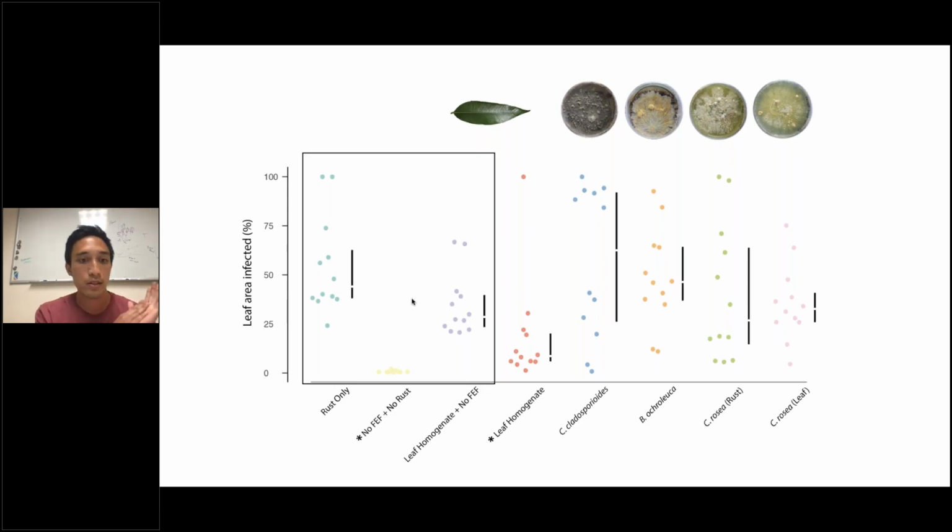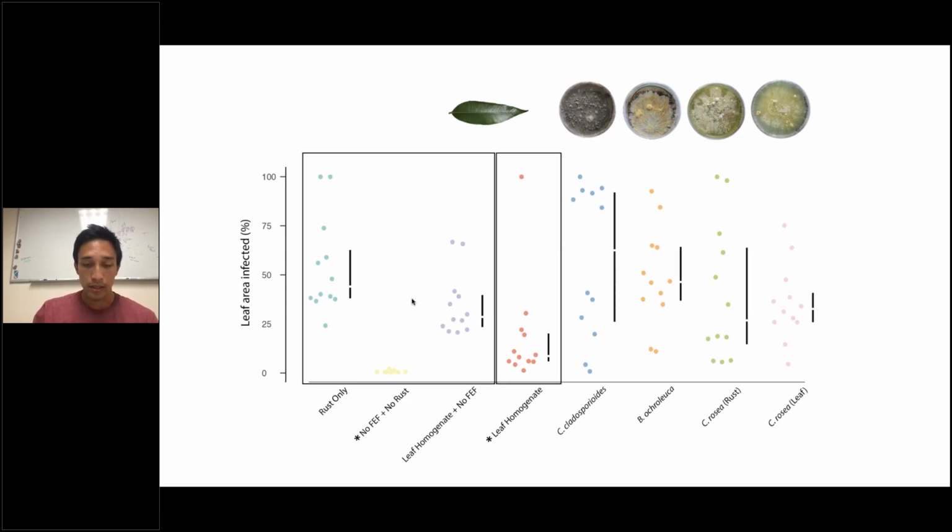So in this first box, we found kind of what we expected. The rust only treatment, which is just rust sprayed onto the leaves, gave us a kind of threshold for disease severity. And then our negative control had no rust, unsurprisingly. And then our leaf homogenate control also had an insignificant difference from the positive control.